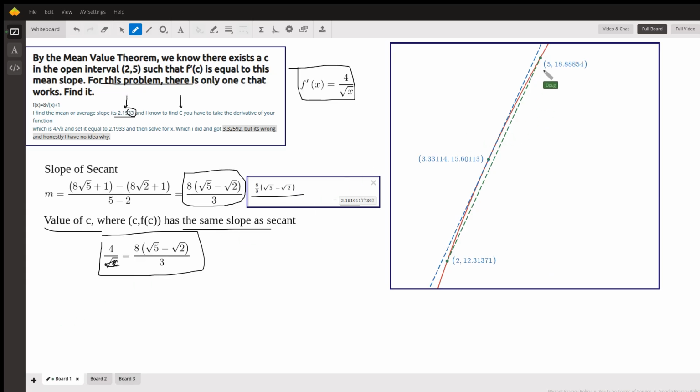And there you go. So this is the C value between 2 and 5, where the slope of the tangent line for this continuous function on the open interval from 2 to 5 is equal to the slope of the secant line joining the endpoints.